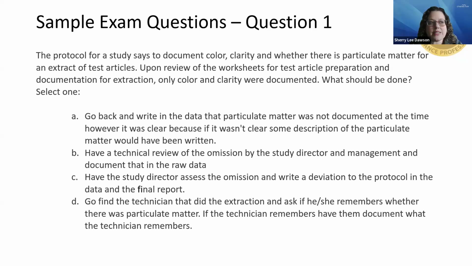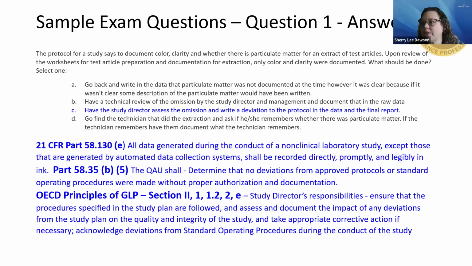So then you're left with B and C, right? Have a technical review by the study director and management and document that in the raw data, or have the study director assess the omission and write a deviation. The protocol stipulated that. So that's a protocol requirement. If we didn't do it, it's a protocol deviation. So the review is nice, but it's a deviation. The protocol stipulated something and it wasn't done. So the answer would be C. So you all got that right.